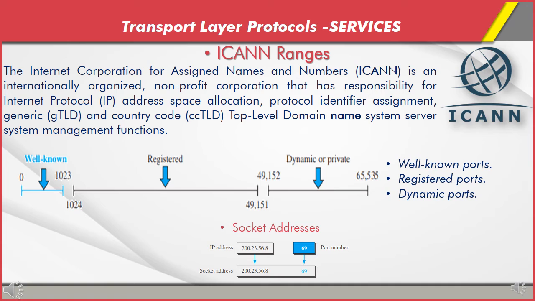The next important thing is the socket address. A transport layer protocol in the TCP suite needs both the IP address and the port number at each end to make a connection. The combination of an IP address and a port number is called a socket address.